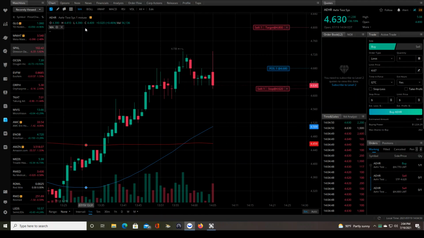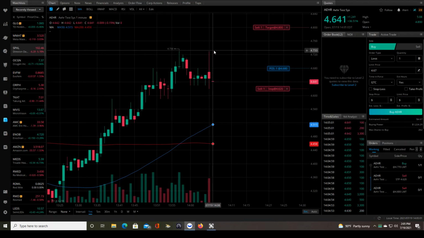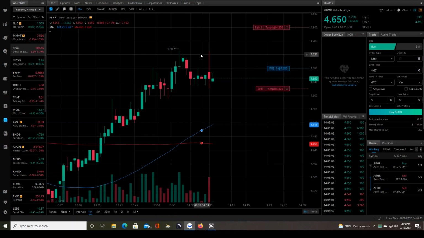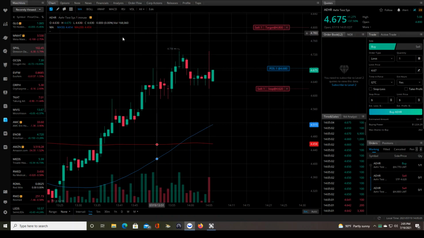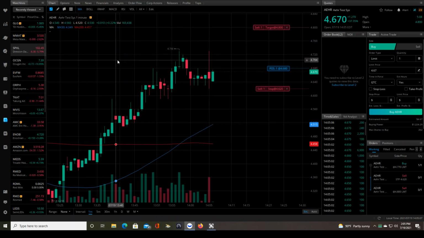All right, looks like we almost got stopped out there. So the bid actually has to come down to that 462 level, not just the price. The market price could come down to 462 and you might not get stopped out, but the bid has to come down to 462 in order to get stopped out.